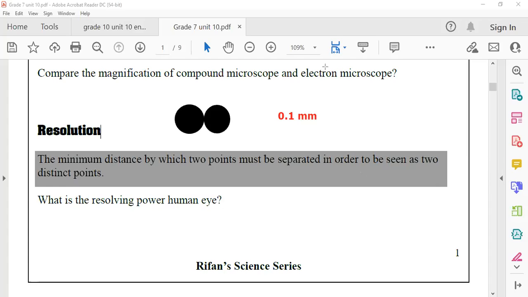Okay, what is the resolution power of the human eye? 0.1 millimeter. Now, can you see a bacteria with your naked eye? No. If I ask you why, you will tell me it is small.